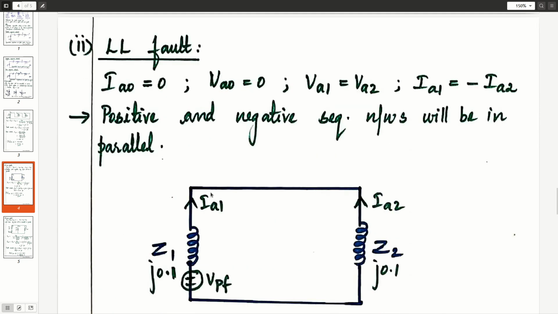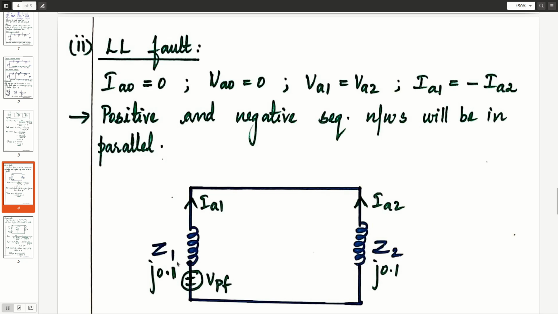So we know for LL fault, IA0 is equal to 0, VA0 is 0, VA1 is equal to VA2, and IA1 is equal to minus IA2, which implies the combined sequence network of the given power system under LL fault will have positive and negative sequence networks alone connected in parallel. So I have connected the Thevenin equivalent positive network and Thevenin's equivalent negative sequence network in parallel.